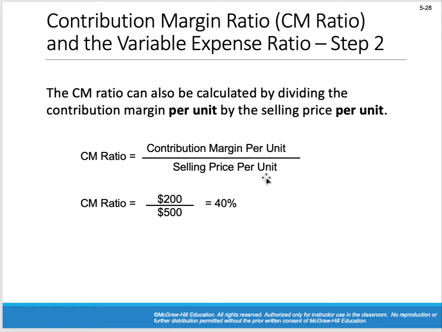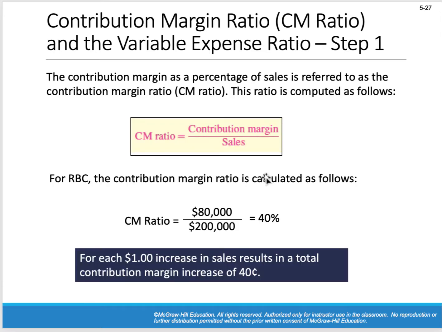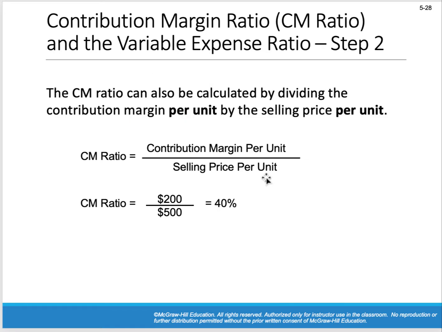Okay? We could take the unit CM and divide it by the unit selling price. Well, in this case, our unit contribution margin is $200. Our selling price per unit is $500. We divide the unit CM by the unit sales price. We get a contribution margin ratio of 40%. Okay? So it doesn't matter if we calculate the CM ratio in total or on a per unit basis like we have here. Contribution margin is always going to be the same percentage.